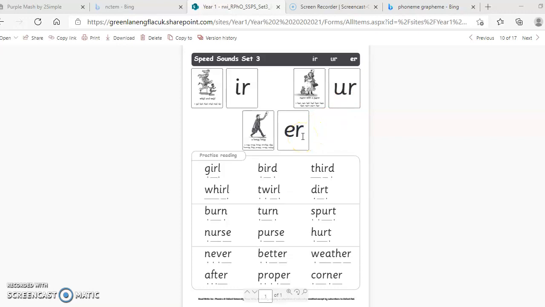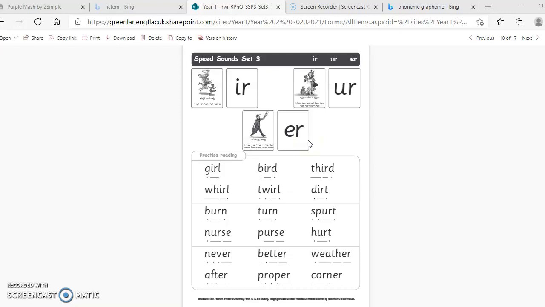But they're all represented by a different grapheme. Look, you can see this one. This has the letter names I and R. This is represented by the letter names U and R. And this is represented by the letter names E and R.